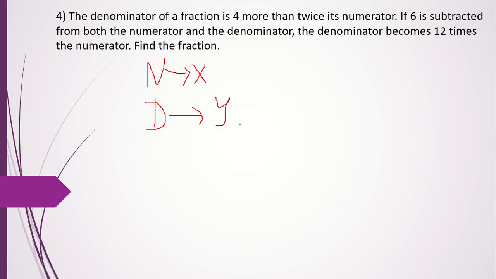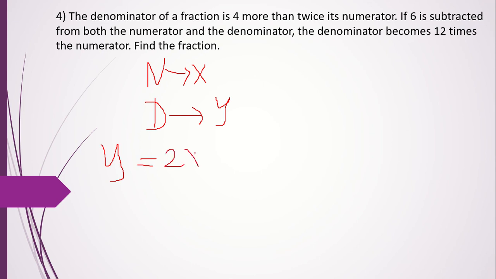Okay. Now what is the condition given in the question? Let us see first. The denominator of a fraction, denominator means y. What are they saying about y? It is 4 more than twice, not 4 times, it is 4 more. You have to always remember this thing. Twice, thrice, times means multiplication, and 4 more means it is addition. So this denominator is 4 more than twice its numerator.